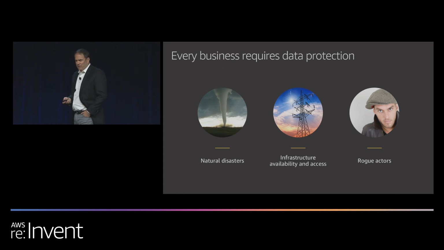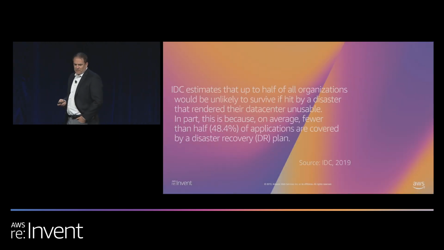Then, of course, there's the rogue actors, both external threats and internal threats that could potentially harm your business. Now, these are not items that you can solve, but you absolutely have to plan for, right? You have to plan for your business as the ambassadors for your business and managing risk. And the reality is that many of us have not made appropriate DR plans. IDC estimates half of businesses would not survive a disaster, particularly due to the fact that over half of the applications are not protected. That's crazy, right? But it's reality.